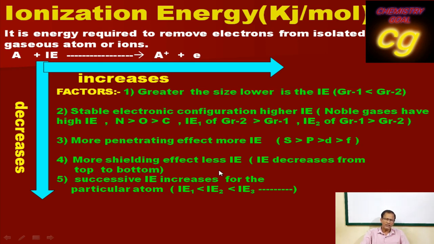Then more shielding effect, less ionization energy. Because the shielding effect opposes the attraction between the electron and the nucleus. That's why more shielding effect means more obstruction between the electron and nucleus, so less ionization energy is required. So more shielding effect, less ionization energy. Ionization energy decreases from top to bottom due to increasing shielding effect.